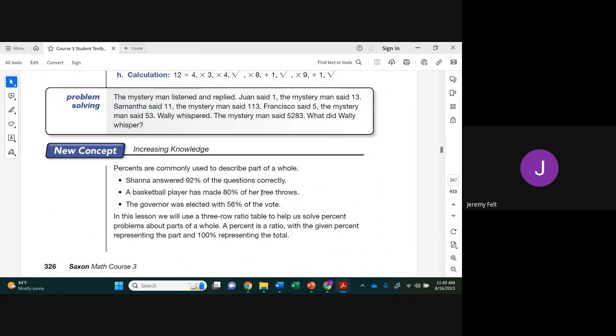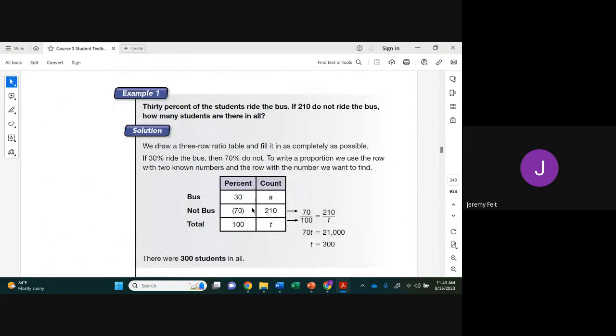All the free throws would add up to 100%. All the test questions would be 100%. All the votes would add up to 100%, hopefully.